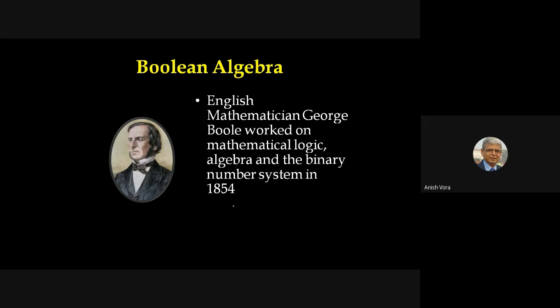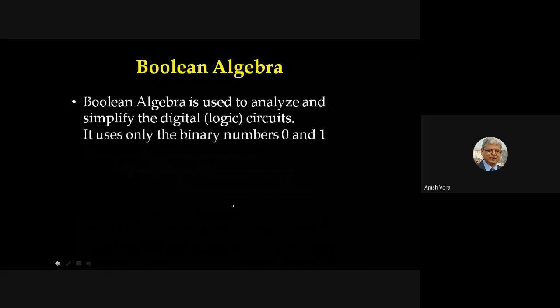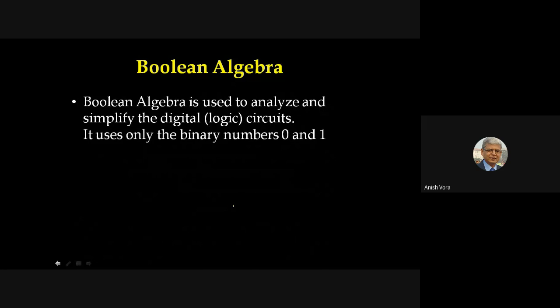So આપણે એડિશન સબટ્રેક્શન ને એવું બધું ઘણું બધું આપણે અલ્જેબ્રામાં કરતા હોઈએ. In Boolean algebra also we have certain logical operations, right? અને એના થોડા theorems પણ છે. So Boolean algebra is named after him. That is what I said. Boolean algebra is used to analyze and simplify the digital circuits. એટલે આપણે જે લોજિક સર્કિટ હોય છે ને એને એનાલાઇઝ અથવા સિમ્પ્લિફાય કરવા માટે we use Boolean algebra. It uses only the binary numbers 0 and 1.